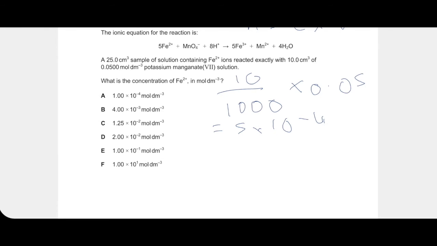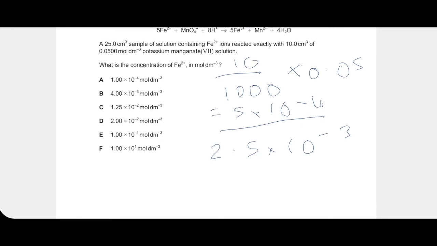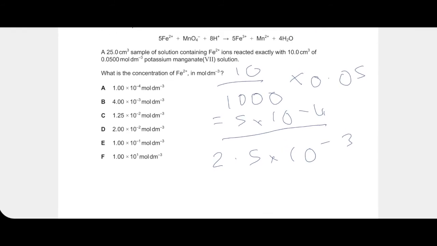Now look at the ratio between the manganate ions and the Fe2+ ions. For every one manganate ion, there are 5 Fe2+ ions. So we have to multiply this number by 5, which is equal to 2.5 times 10 to the minus 3. And that's the amount of moles of Fe2+ in the solution. Now we're going to calculate the concentration.